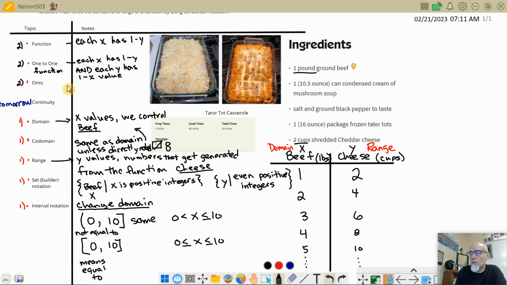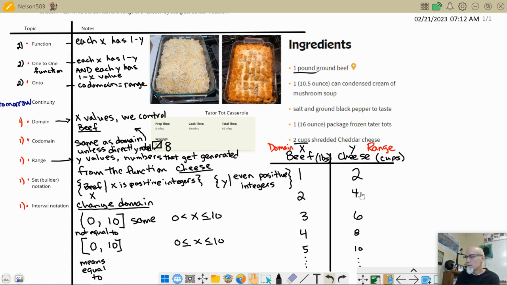Onto is a word that this book uses to mean that the codomain is equal to the range. So let's study this situation for a second. We said the codomain is really the same as the domain, unless somebody says otherwise. And so what do we have? We have all the integers, 1, 2, 3, 4, 5. And then over here, we have the range, 2, 4, 6, 8, 10.